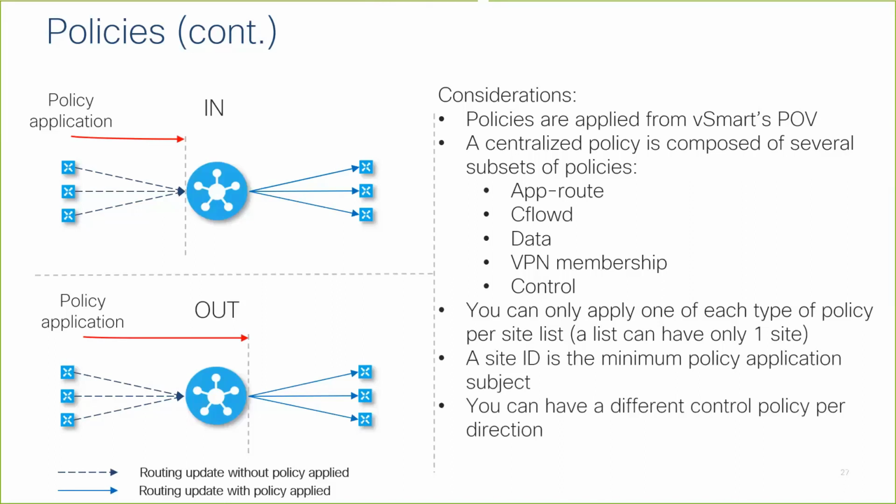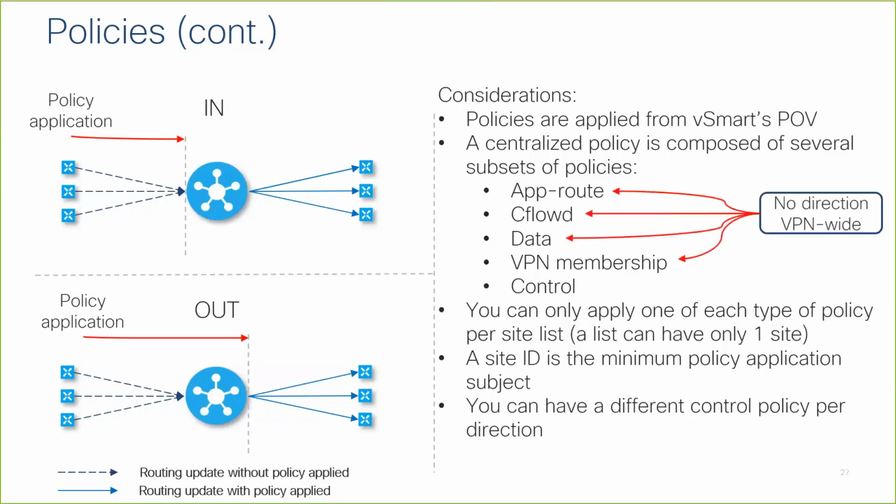You can have a different control policy per direction. So you can apply some filtering in and then another filtering out. Does it make sense to you? Well, it really depends on whether you need it or not. Just keep in mind that you can have both of them, and also always remember, because this is quite a common situation, that the policies are applied from the vSmart's point of view, not the edge devices, the vSmart.